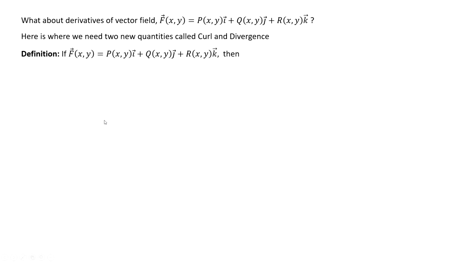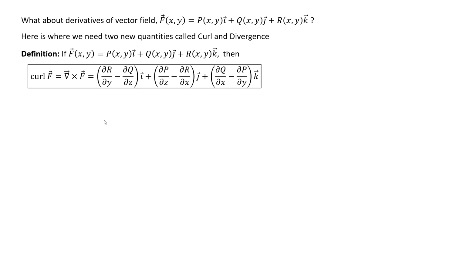So if f of x, y is equal to this, then curl f is nothing but del cross f. Del is that operator, partial with respect to x i plus partial with respect to y j and so on. And if you take the cross product of that with this, you get this. Cross product automatically means a determinant. I'll show you the matrix determinant version of it pretty soon. But it turns out to be this.